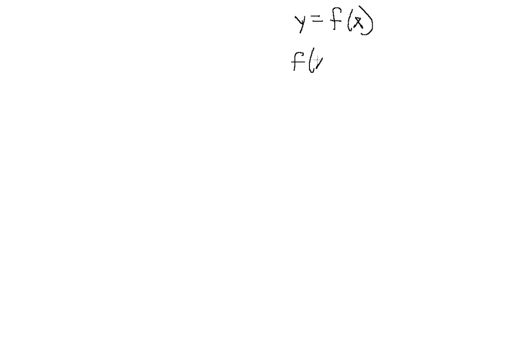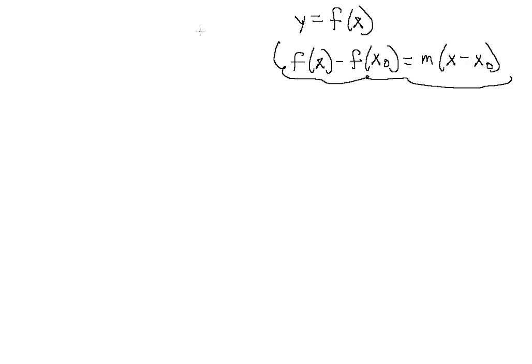So we have f of x minus f of x naught equals our slope m times x minus x naught. You recall our point-slope form, all we did is simply substitute our functional notation everywhere we have y. So let's use this and write a few linear functions in point-slope form.